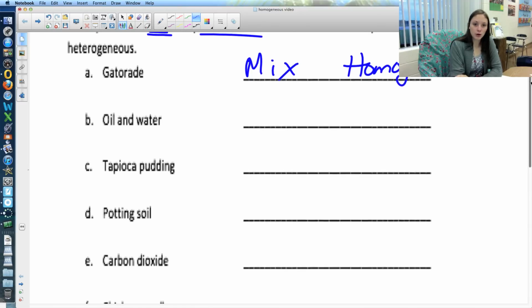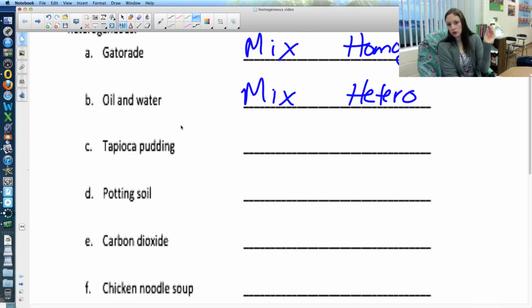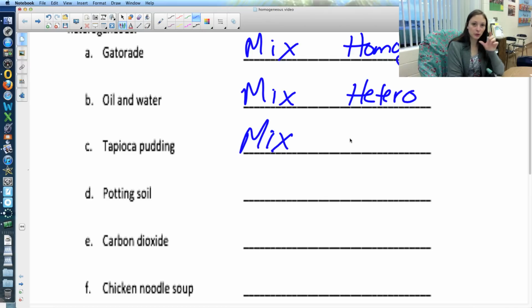Okay, oil and water. Now it's obviously more than one thing, as there are two things listed here. So that is a mixture. Now can you pick out the pieces of oil and water? Oil and water do not mix at all, really. So that would definitely be a heterogeneous mixture. Okay, tapioca pudding. Tapioca has the little bitty gelatin balls in it. Okay, whether it's vanilla or butterscotch, whatever flavor the pudding is, doesn't matter. There's still more than one thing in pudding, so that is a mixture. And since you can pick out the little bitty pieces, that is a heterogeneous mixture.